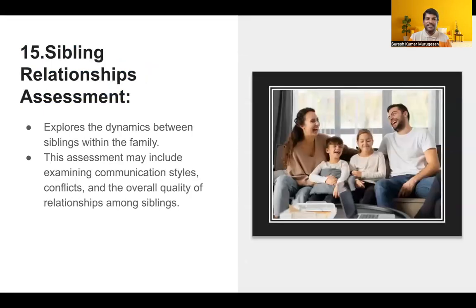The next one is sibling relationship assessment. The dynamics are there in a family as they progress. Sometimes they will be very close, sometimes they may not be close, and we can understand why they are very close, why they are not close, what communication they are using, whether there is any conflict that hinders the sibling relationship, and whether the overall quality of the relationship has improved or not. That detail can be studied.